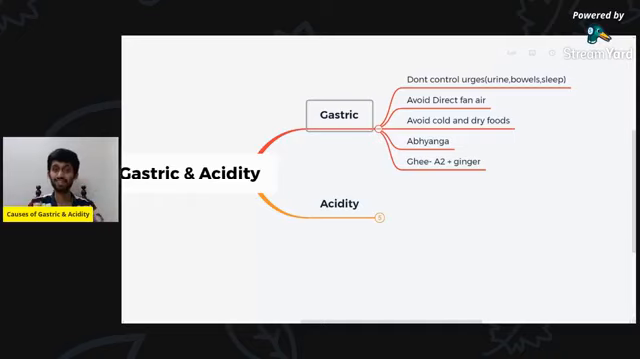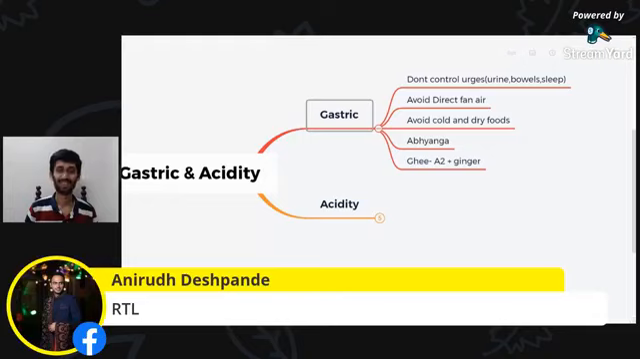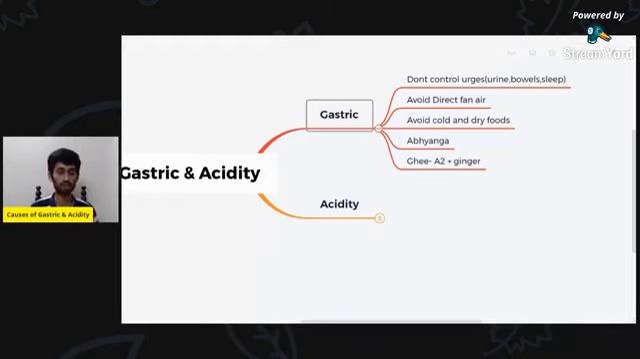Okay, so type CC if it is clear. Thank you, Anirudh, for typing out here. Thank you so much. All right, so Anirudh says ready to learn. Okay, so type CC if you understood the gastric.